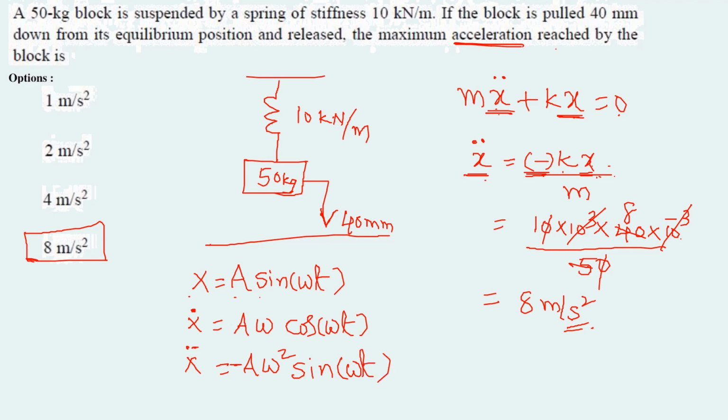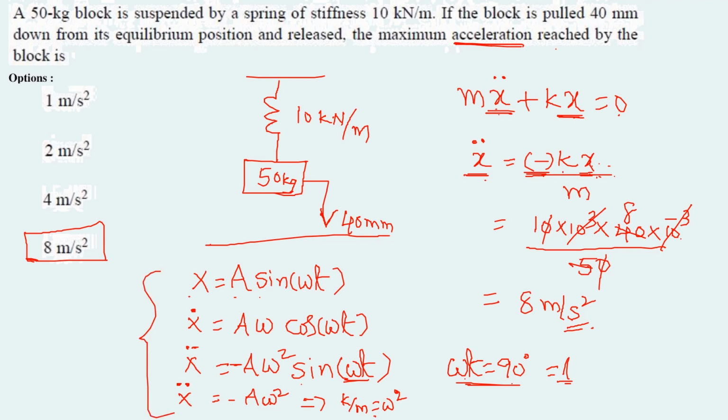The maximum acceleration occurs when omega t is equal to 90 degrees, so the sine value is maximum, that is equal to 1. So the maximum acceleration x double dot is equal to minus a omega square. We know omega square is equal to k by m. So again we will get the same k by m times amplitude x. So if we solve by using this method or by the above method, we will get the same answer, that is 8 meters per second square.